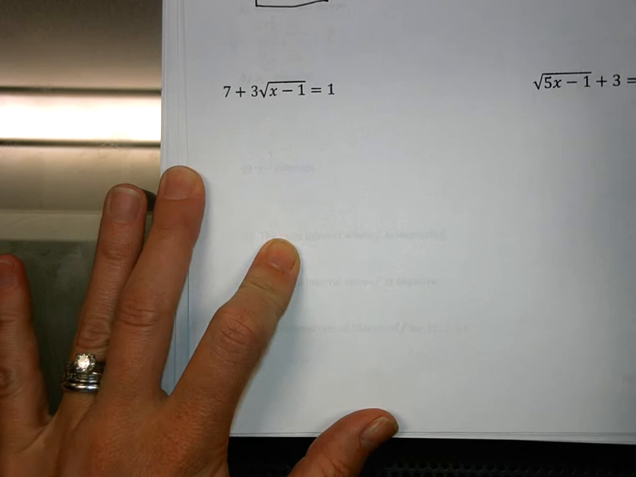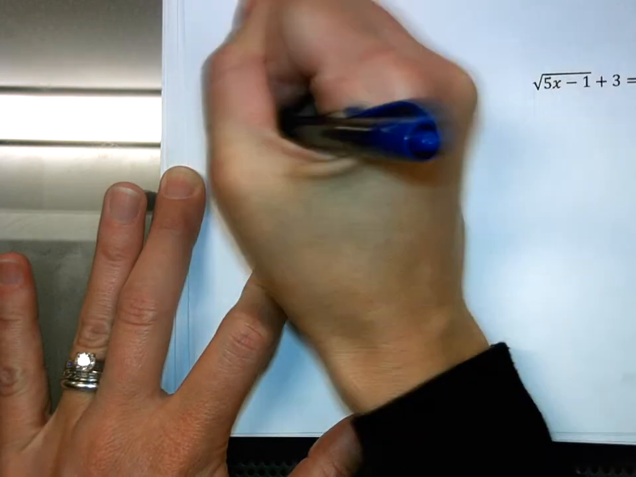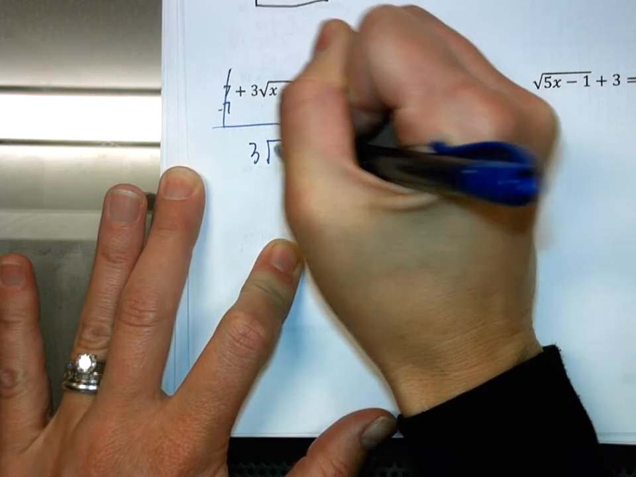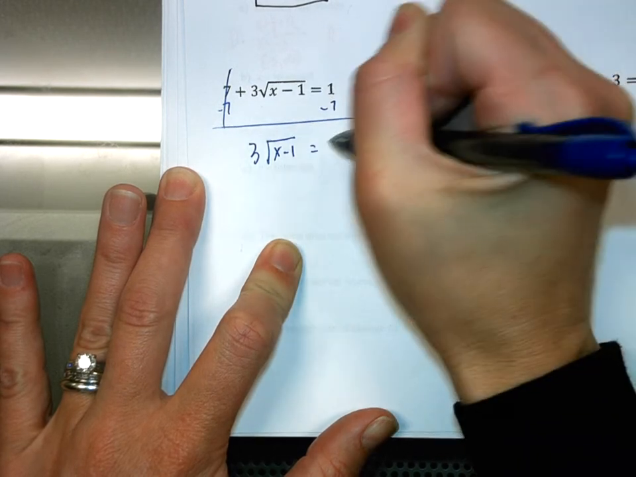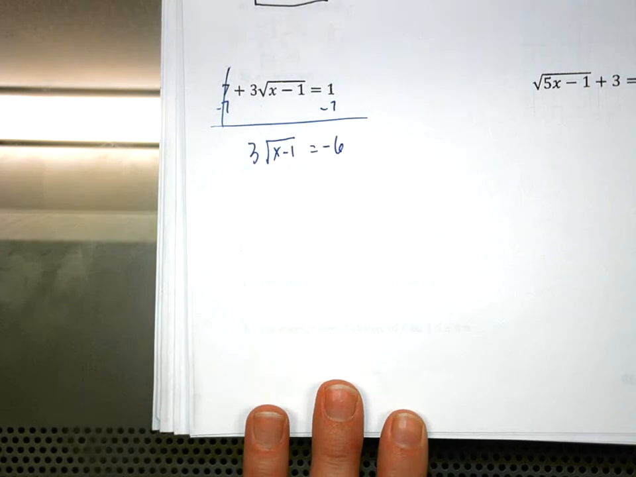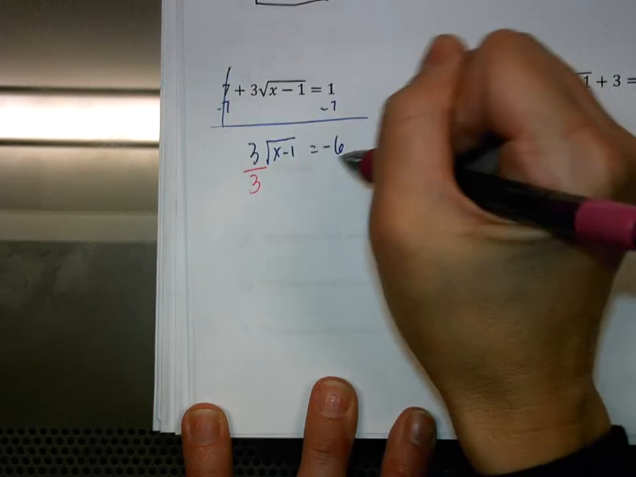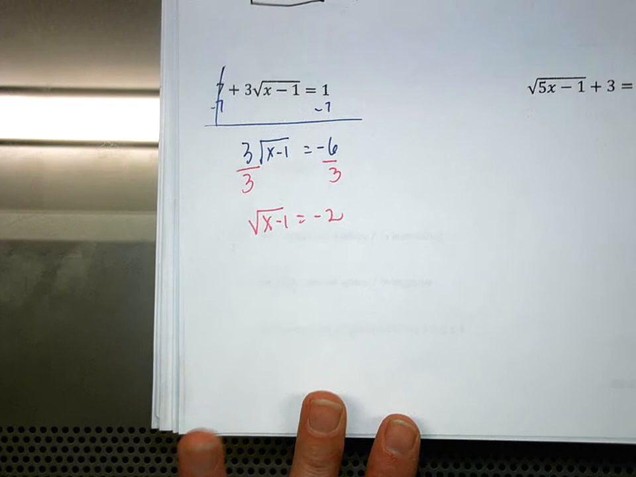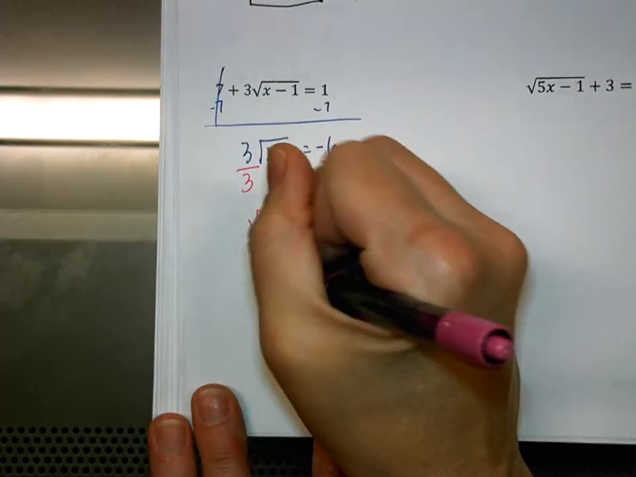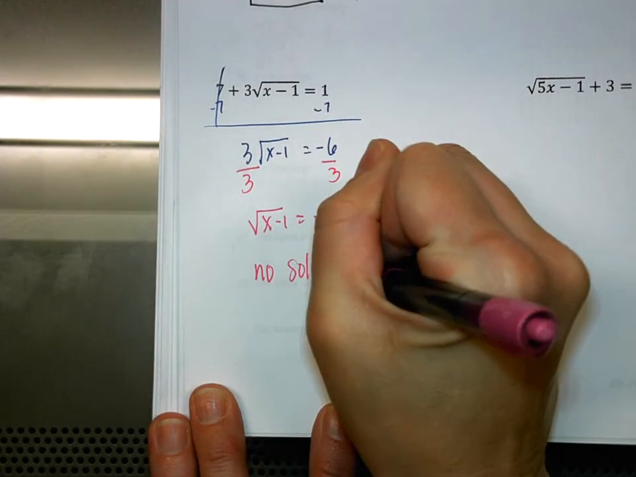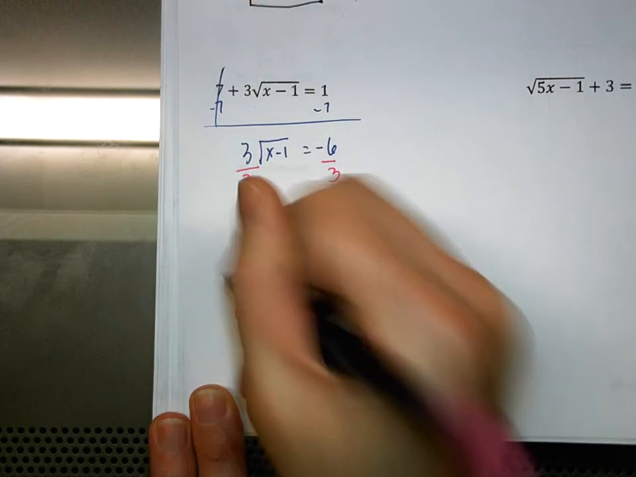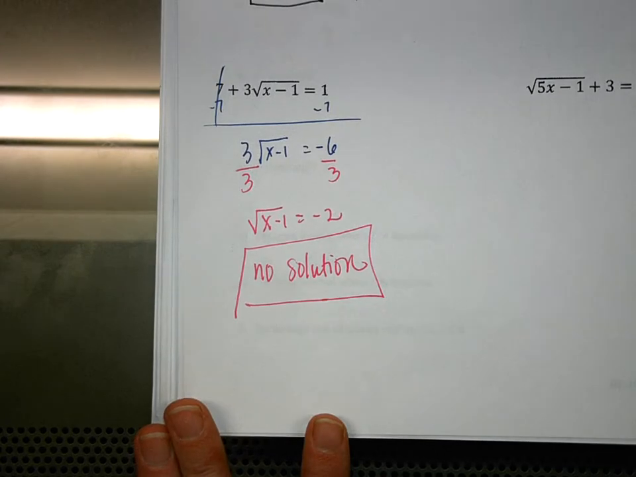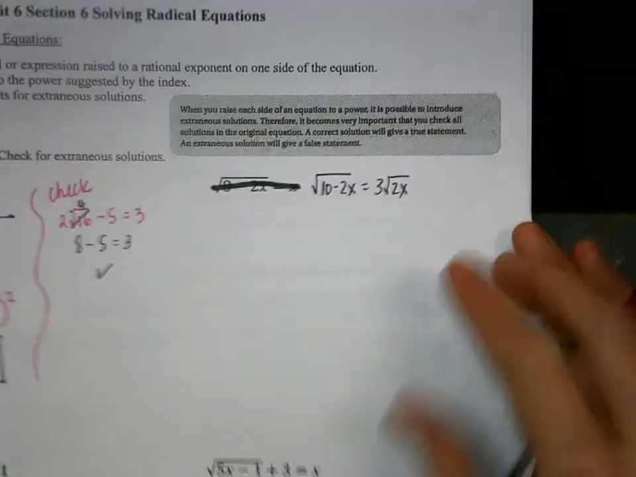But let's go ahead and work through this real quick. So what's my first step here on this problem? Very good. Subtract 7. Okay, I have 3 root x minus 1 equals negative 6. Next I would do what? Very good. Divide by 3. We have the square root of x minus 1 equals negative 2. And like I said, at this point, you could just write no solution. Okay, do we have any questions? All right, moving on up here.